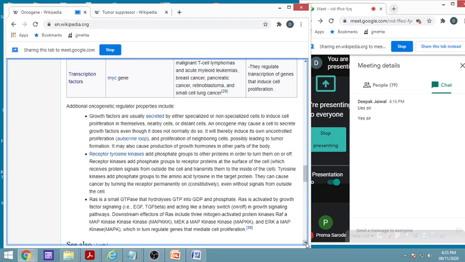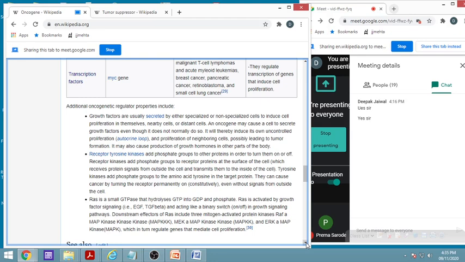These growth factors are responsible for the stimulation of machinery for proliferation and growth. It can be either a specialized or non-specialized cell that secretes them. They can induce cell proliferation either in themselves, in a nearby cell, or in a distant cell. Anywhere they can do it. And an oncogene may cause a cell to secrete growth factors, even though it does not normally do so.